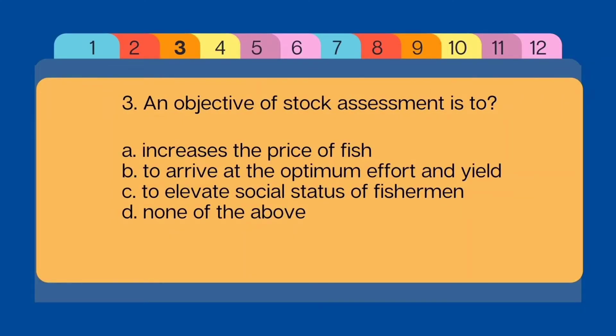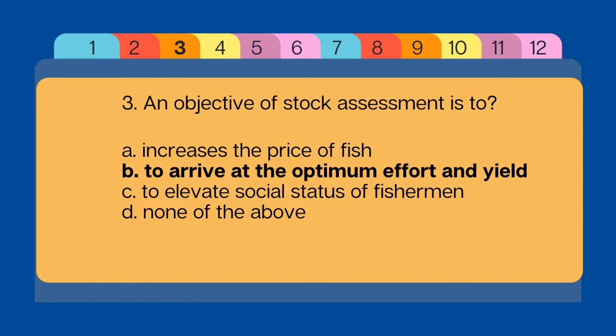Number 3. An objective of fish stock assessment is to A. Increase the price of fish, B. To arrive at the optimum effort and yield, C. To elevate social status of fishermen, or D. None of the above. The answer is B. To arrive at the optimum effort and yield.